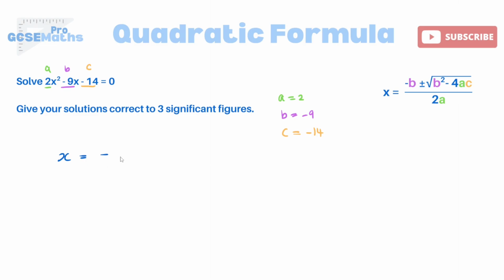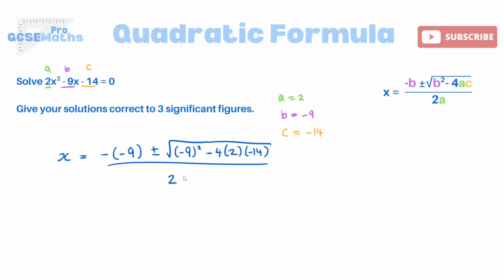So negative, because that's from the formula, but then do you see how I'm subbing in -9, so it's a double negative. Plus or minus the square root of b squared, now this is also my other issue, is -9 squared. Subtract 4ac, so 4 times 2 times -14. So many double negatives here basically. We've got 3 double negatives so far, over 2 times a.